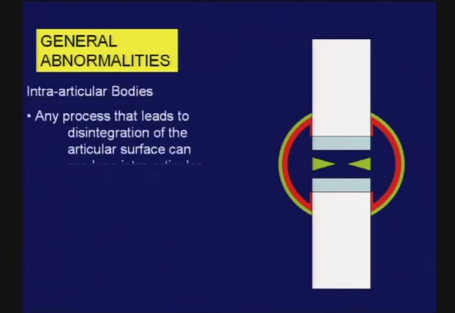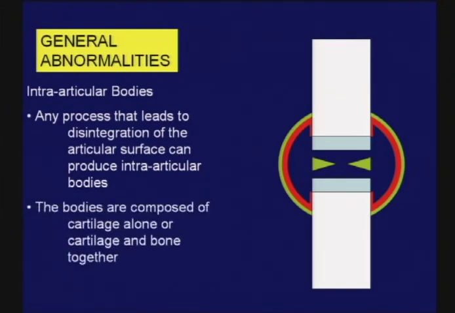Intra-articular bodies can also be assessed with MR imaging, but MR imaging is not very sensitive to this task, unless, in fact, there is fluid within the joint. The causes of intra-articular bodies are any process that leads to disintegration of the articular surface. Particularly things like trauma and osteoarthritis would come to mind. The bodies are composed of cartilage alone or cartilage and bone together. Rarely they are composed of bone alone.